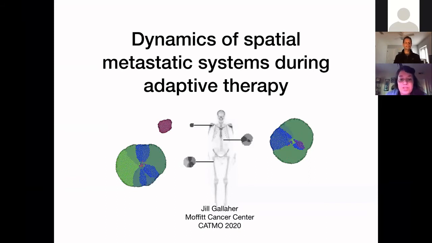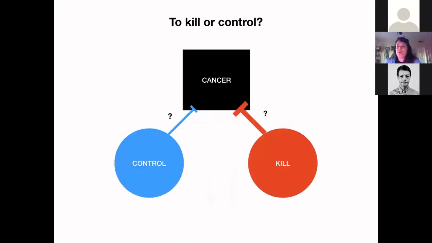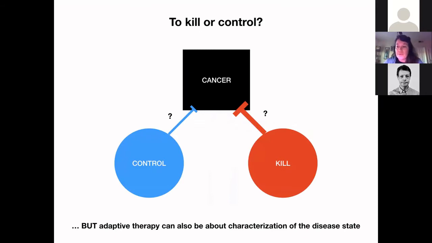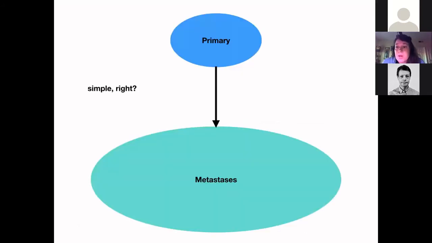Thanks. So looking here now at dynamics of spatial systems in the metastatic setting is what I'm going to look at. Often we think about adaptive therapy and the question is, do you kill or do you control? You've got this black box of cancer and you try to define what the cancer is, and what control might be. But I think one thing to really look at is that adaptive therapy in its first cycle can also be not just about therapy, but about characterization of the disease state. So trying to better define this black box of cancer, especially when you're talking about metastatic cancer.